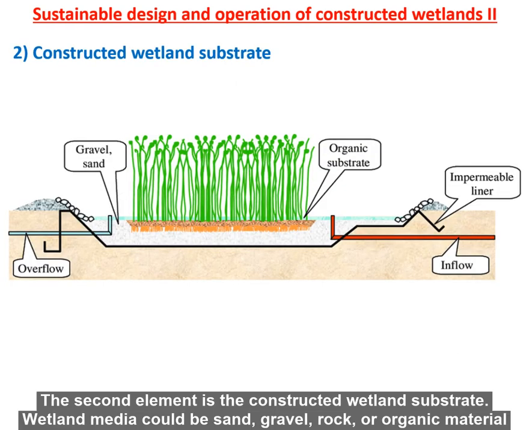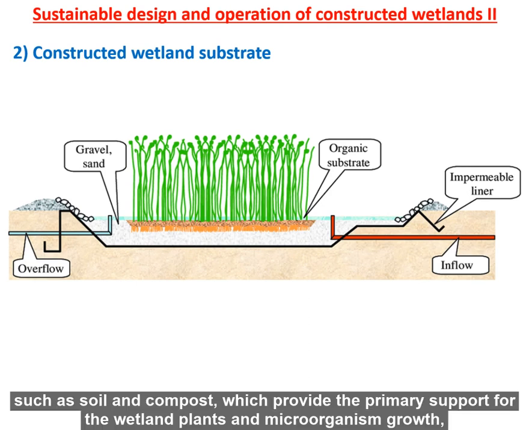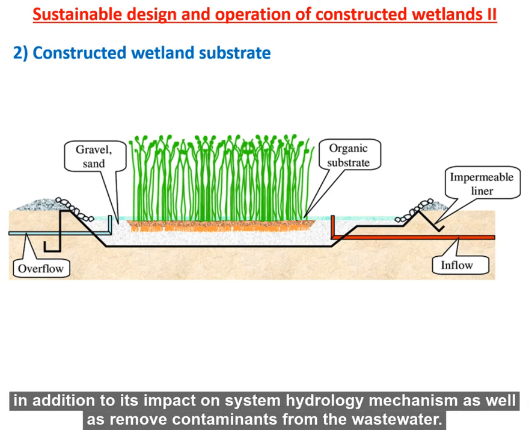The second element is the constructed wetland substrate. Wetland media could be sand, gravel, rock, or organic material such as soil and compost, which provide the primary support for the wetland plants and microorganism growth, in addition to its impact on system hydrology mechanism, as well as removing contaminants from the wastewater.